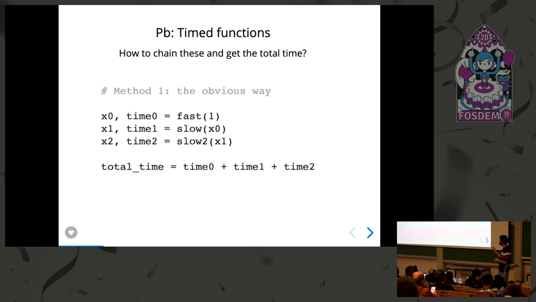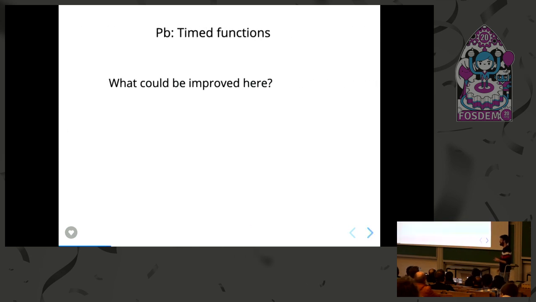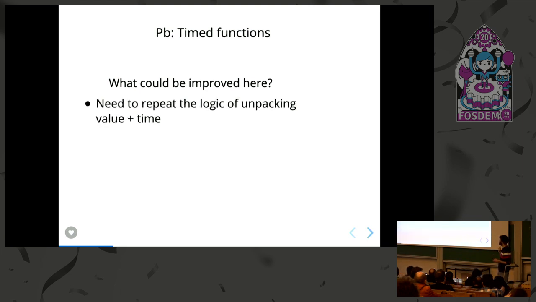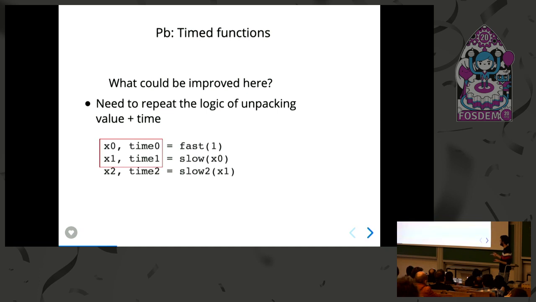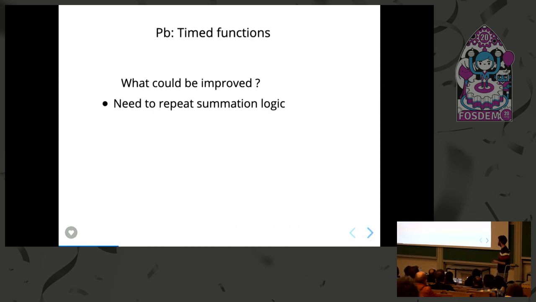One obvious way to do it would be just to call the functions sequentially like this and unpack the intermediary results and the times of execution, and just sum the times. So there are some things which could be improved. First, we need to repeat the logic of unpacking the value and time at each step of the computation. And as programmers, we don't like repeating things. There's something else which we need to repeat: the summation. In this case, we need to sum twice.